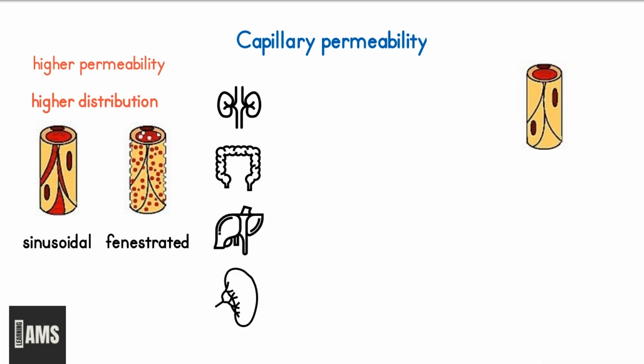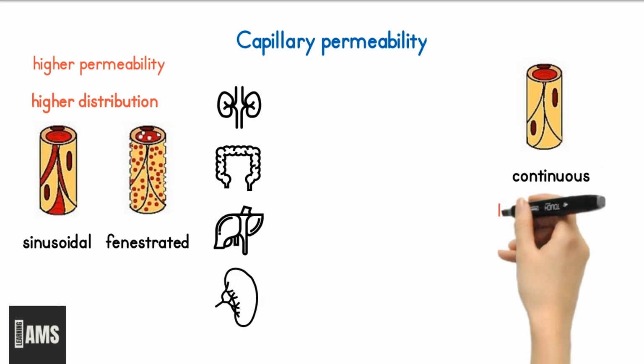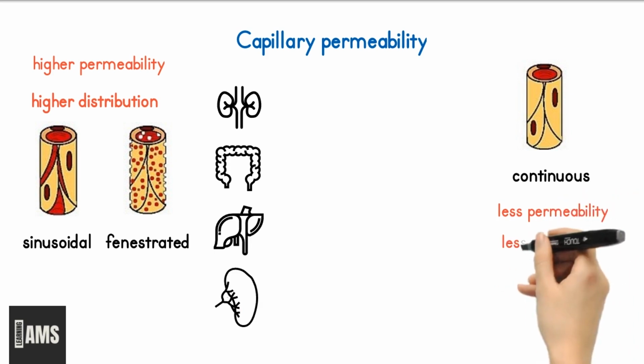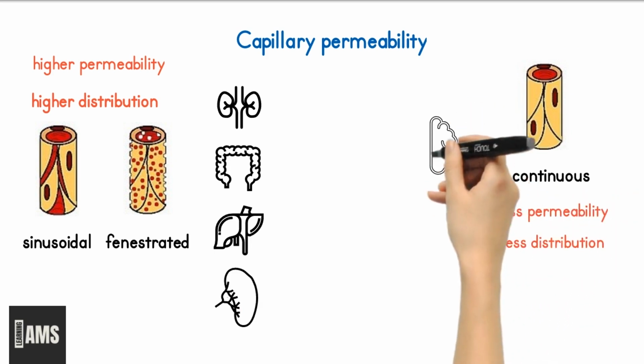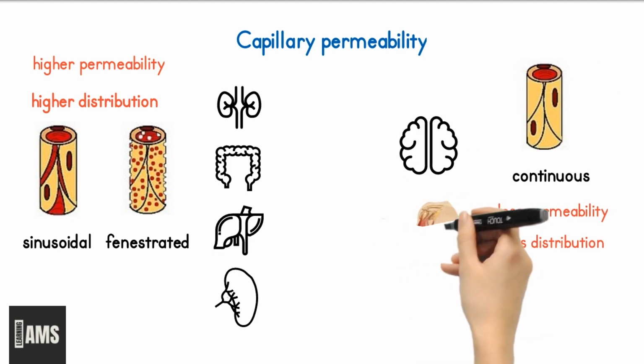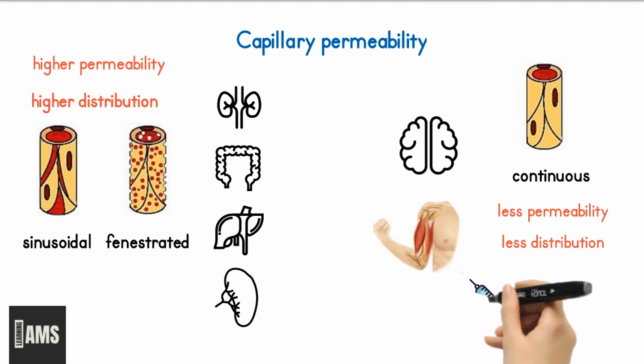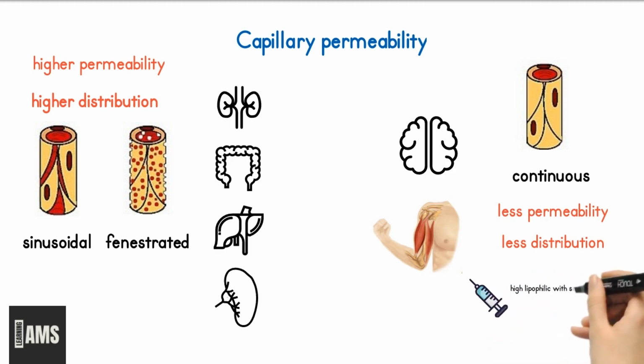The continuous capillary junctions are too tight and prevent the drugs from entering them easily. It can be found in blood-brain barrier and skeletal muscle. To achieve good penetration to those areas, highly lipophilic, small molecule drugs should be administered.